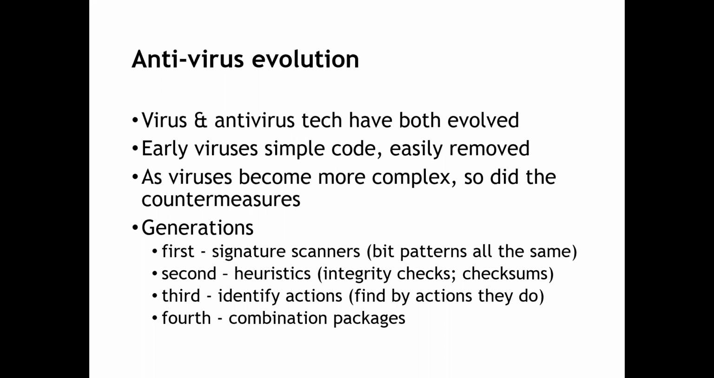Antiviruses are very key in dealing with them. And antiviruses have evolved over the several years. So the virus and antivirus technologies have both evolved over years. And so we want to look at the different sets of generations. The early viruses were just simple code that was easily removed. But over time now, the code has become very complex for it to be easily detected. And so did the countermeasures.